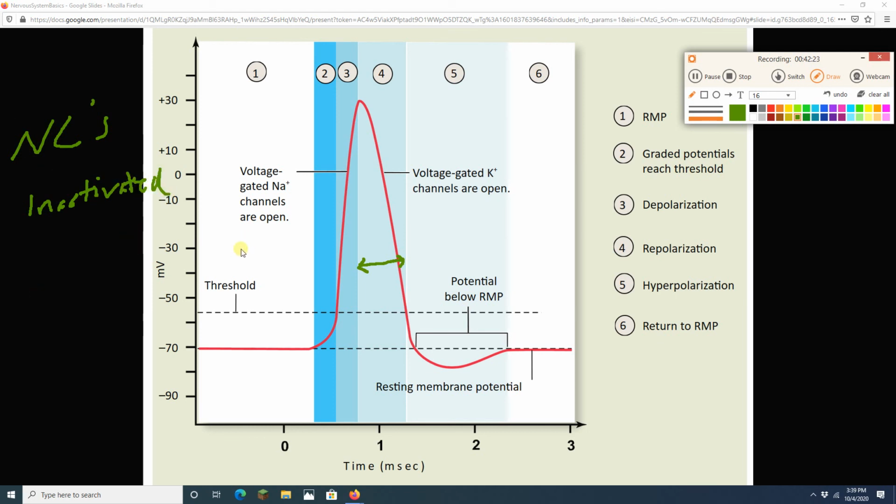This period of time, when these guys are turned off, or when they're open, actually includes when they're open as well. So this entire period of time right here, depolarization and repolarization, that entire period of time is called the absolute refractory period. And that's the period of time where you cannot get another action potential to pass through that patch of membrane.